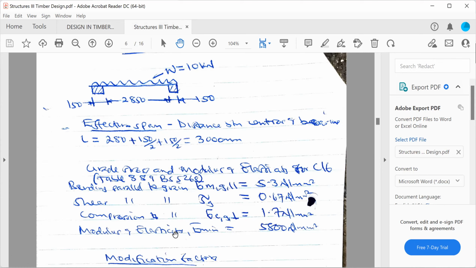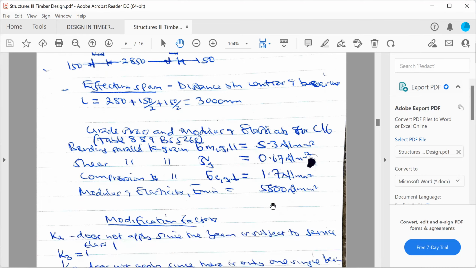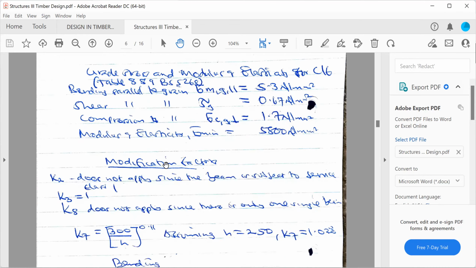Then modulus of elasticity, we take E minimum because it is only one single beam, which is 5,800 Newton per millimeter squared. Now, the third step is modification factors. Remember our beam is in service class 1. The moisture content factor, which is K2, means the timber should be used in service class 3. But if it's used in service class 1 and service class 2, we don't require K2. That's why we say K2 does not apply since the beam is subject to service class 1.